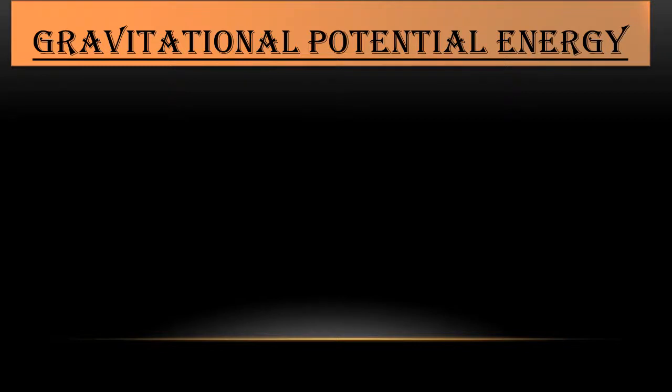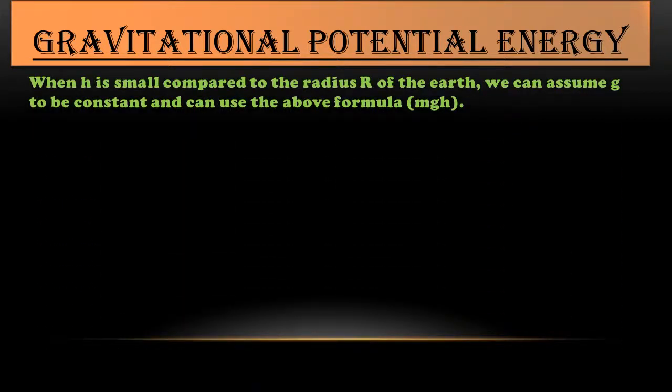mgh on the ground is always 0. Now when the height is small, that is when h is small compared to the radius r of the earth, we can assume g to be constant and can use the formula mgh. The value of g is 9.8 meters per second squared, so that will be constant.